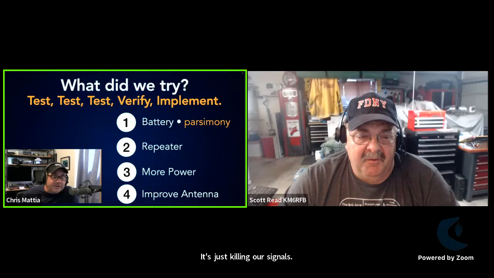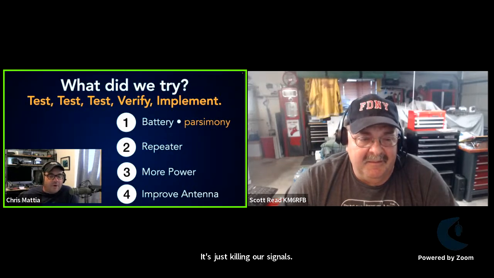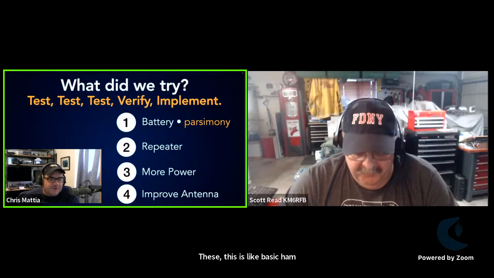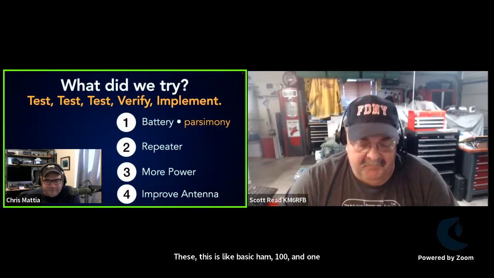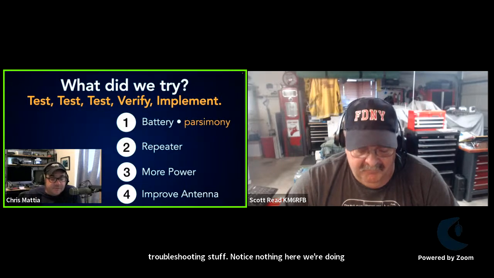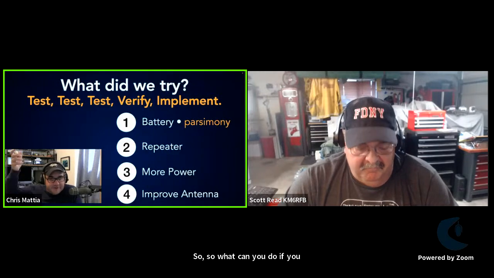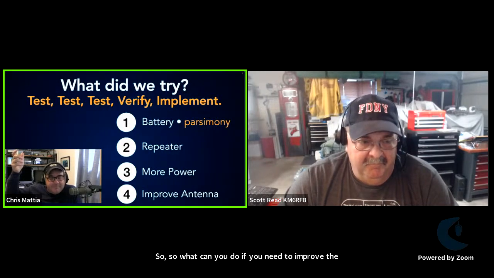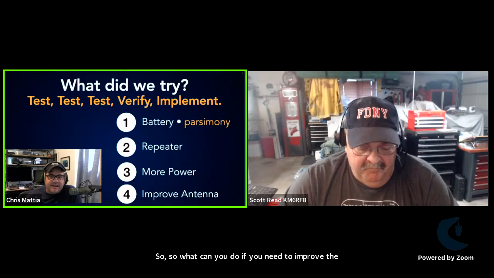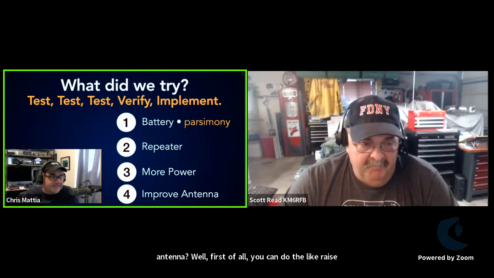Okay. Can we simply improve the antenna? This is like basic ham 101 troubleshooting stuff. Notice nothing here we're doing is really super fancy. So what can you do if you need to improve the antenna? Well, first of all, you can raise your antenna up a little bit, change the position of the antenna, get to an external antenna. So that's exactly what we did.